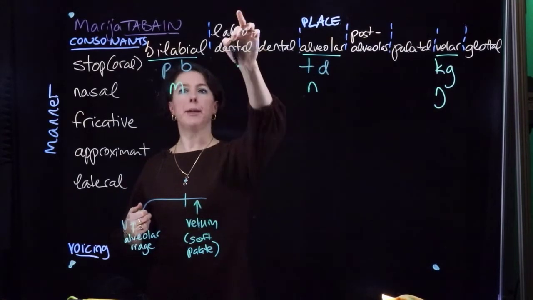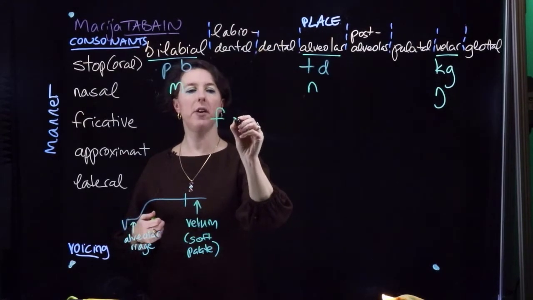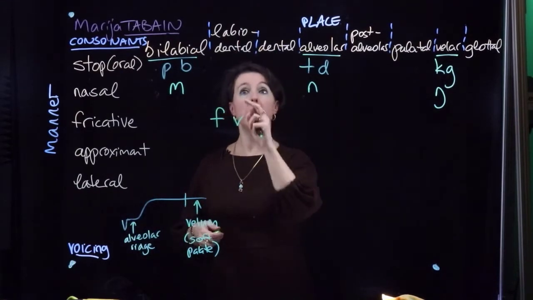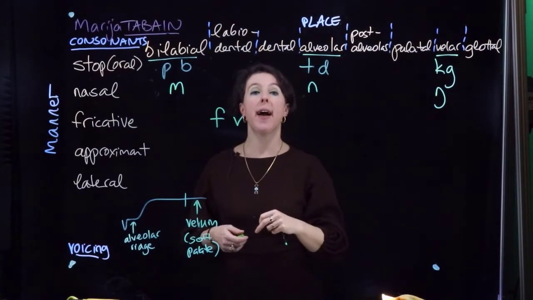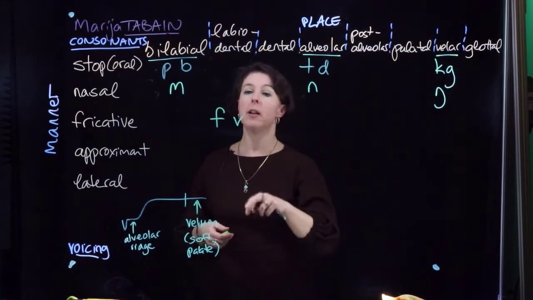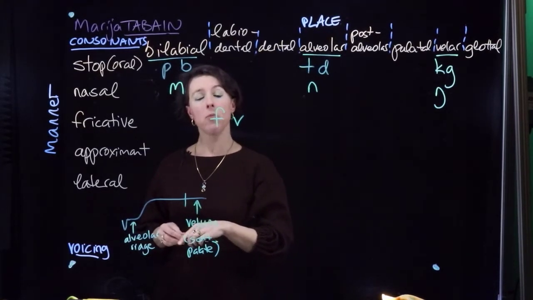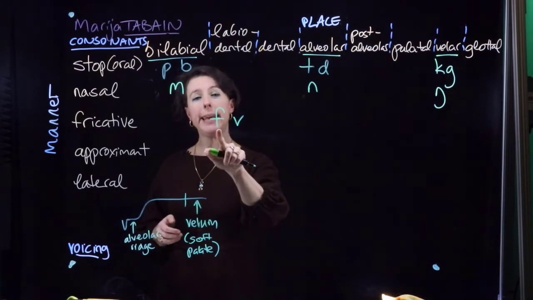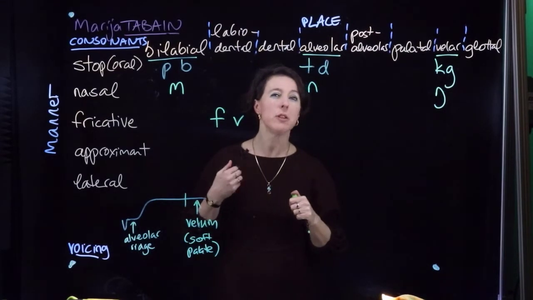Well, let's see. In the labiodental column, we have sounds called f, v. So labio meaning lip, dental meaning teeth. So the lower lip comes to the upper teeth. F, v. Okay. So that's those sounds. And you can really hear that noise. It's quite a noisy sound.